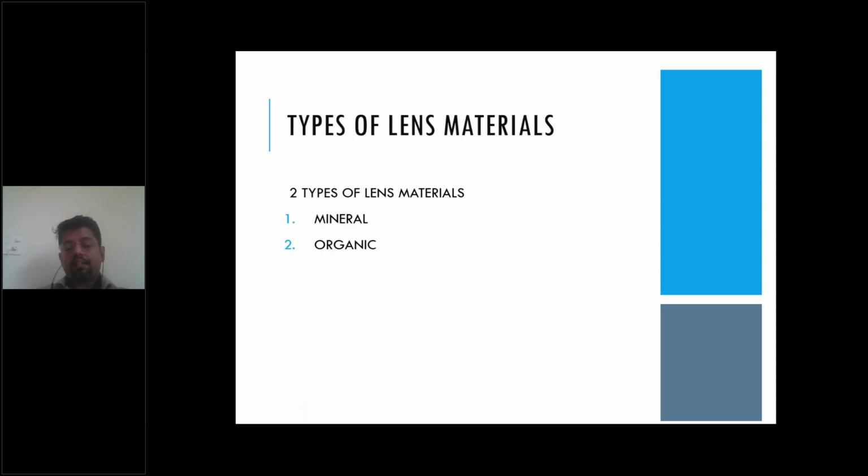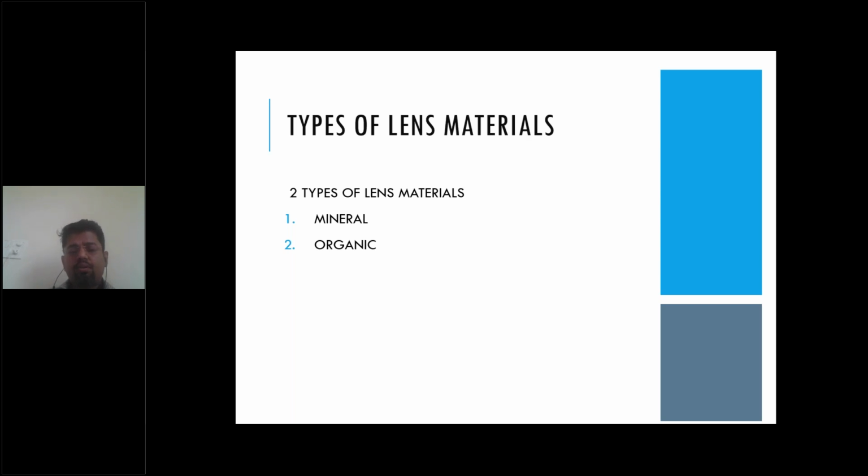In a broad way, we can classify lens material into two types: mineral lenses and organic lenses. Mineral lenses are glass lenses, and organic lenses are commonly called plastic lenses. Mineral lenses are now outdated. Around the world, only 3-4% of people use mineral lenses or glass lenses, whereas organic lenses are plastic lenses. Even polycarbonates or CR39 come under organic lenses. We will not be discussing mineral lenses. We'll be discussing the types of coatings and the new era in organic materials.